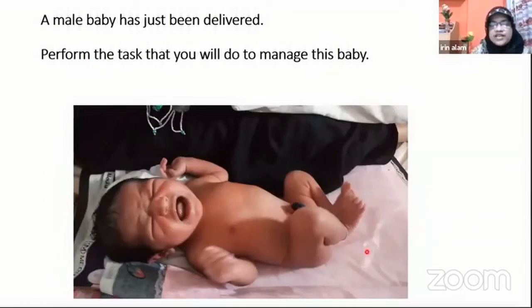You have to at first dry the baby with a clean cloth, and then discard that, and then dry the baby with another cloth, and then cut the umbilicus. You have to apply the umbilical cord clamp. At first 2 fingers, then 1 finger, and then 4 fingers from the navel, and cut between the second and third umbilical clamp.